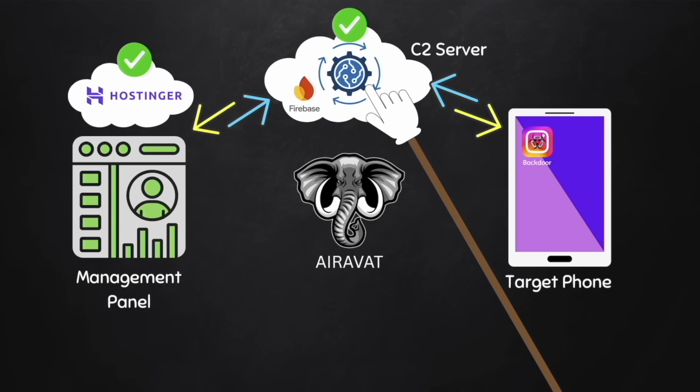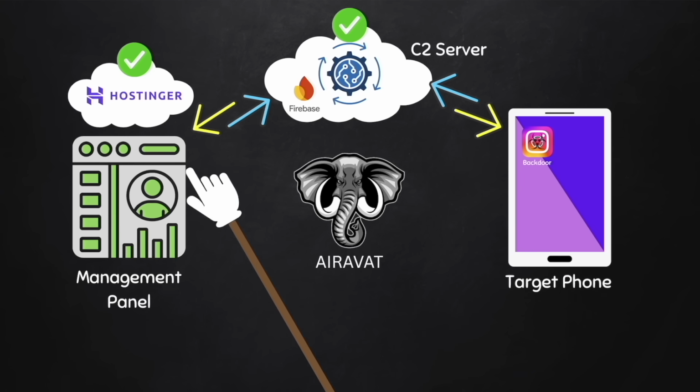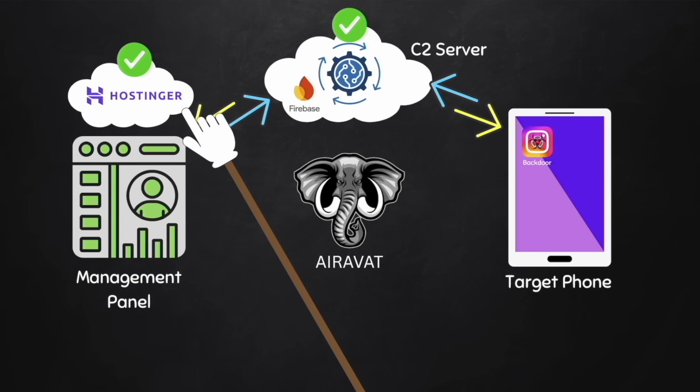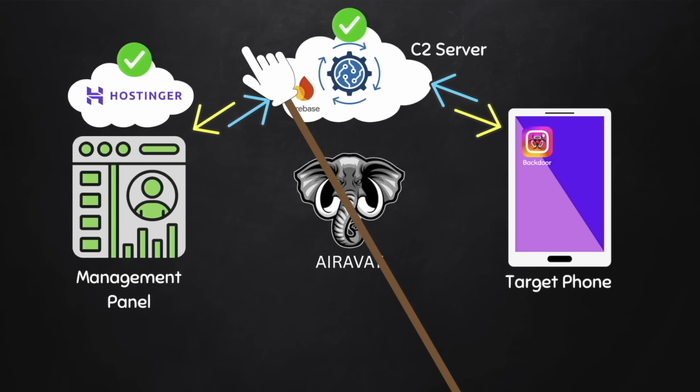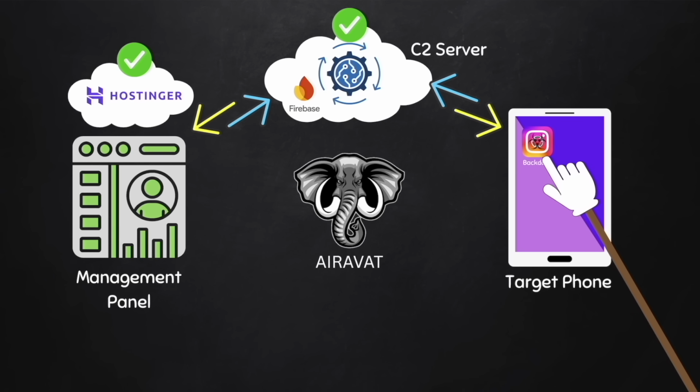So we have the C2 server done, we have the management panel hosted and configured properly, and the last component or piece of the puzzle that we have is the backdoor.